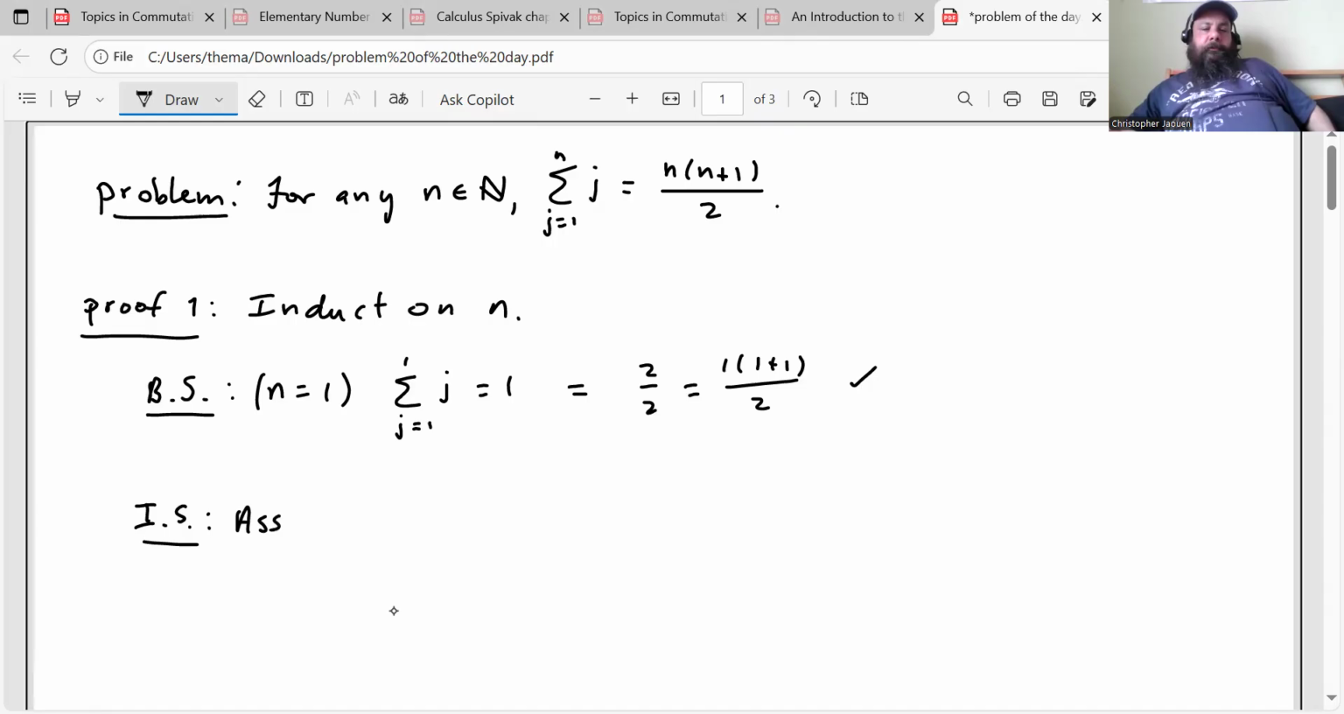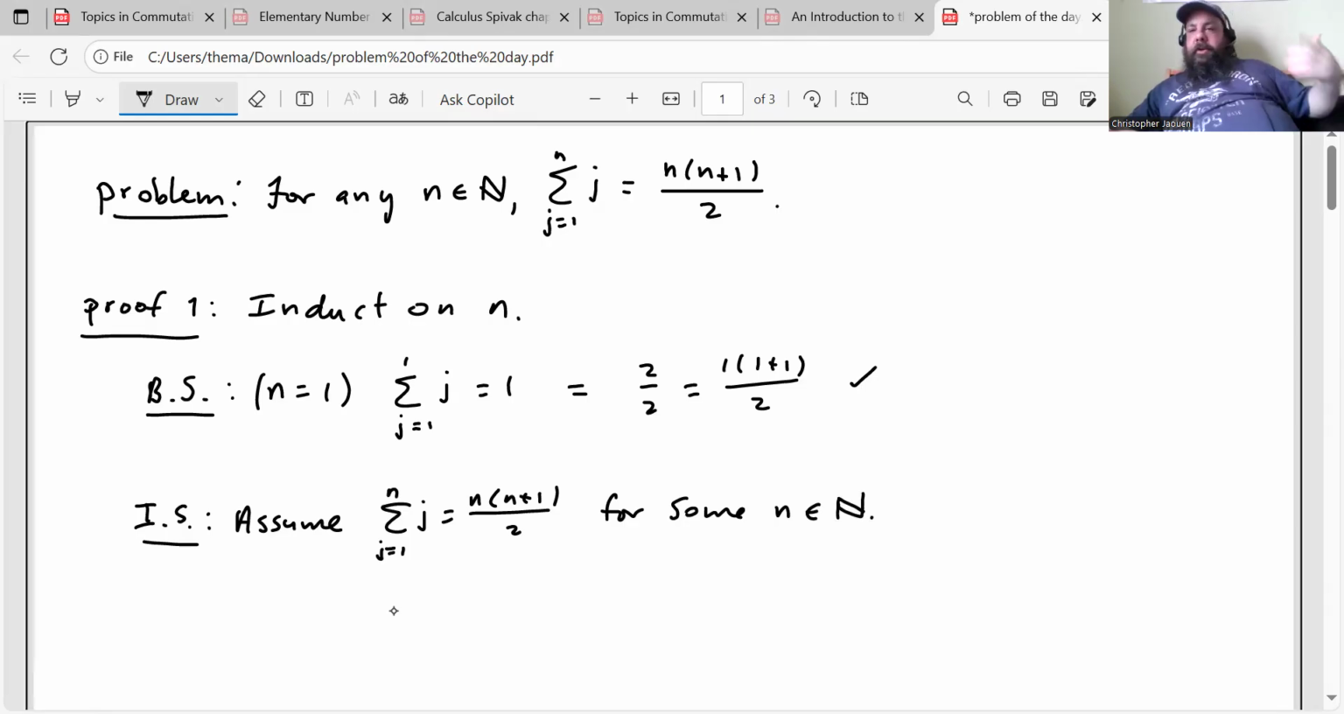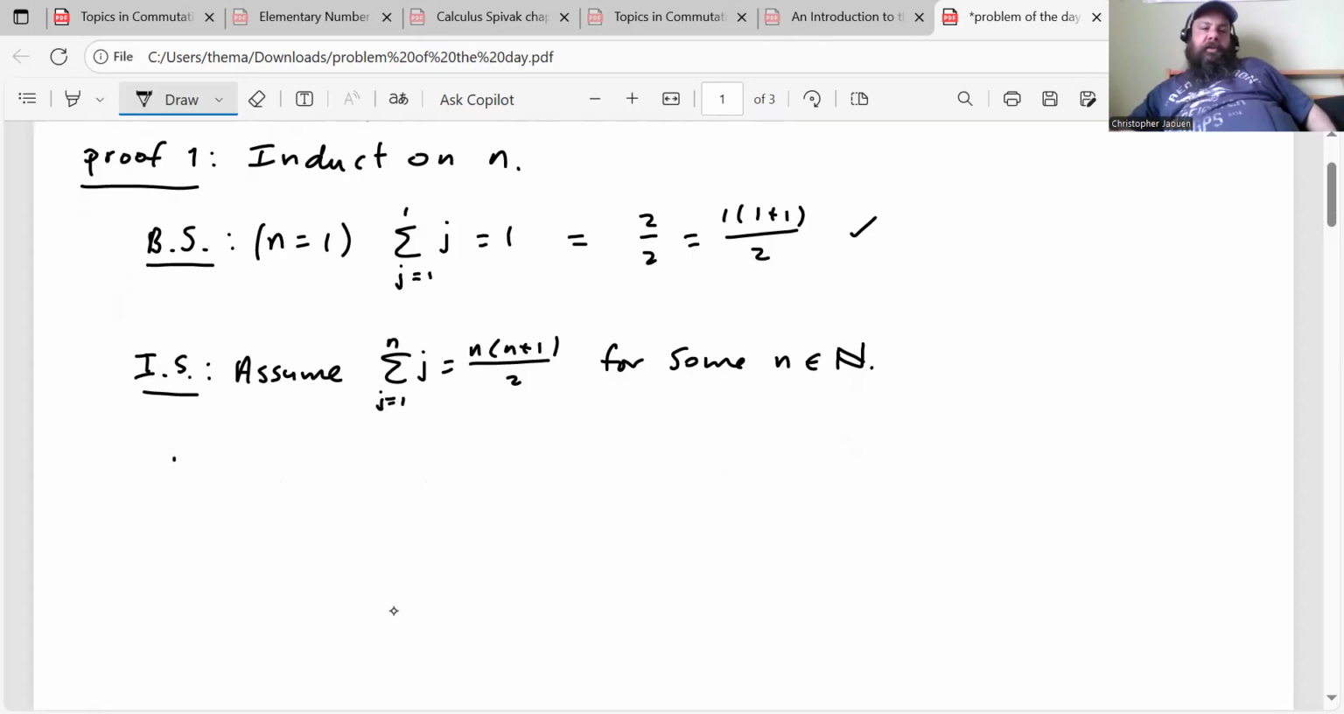So assume the formula holds for some natural number n. And then you let n increase by 1, right? Take n plus 1 and see if the formula holds for n plus 1. So consider the sum j going from 1 to n plus 1 of j.